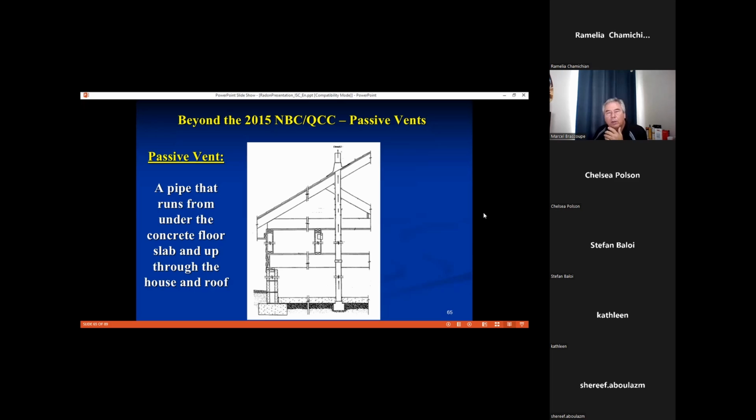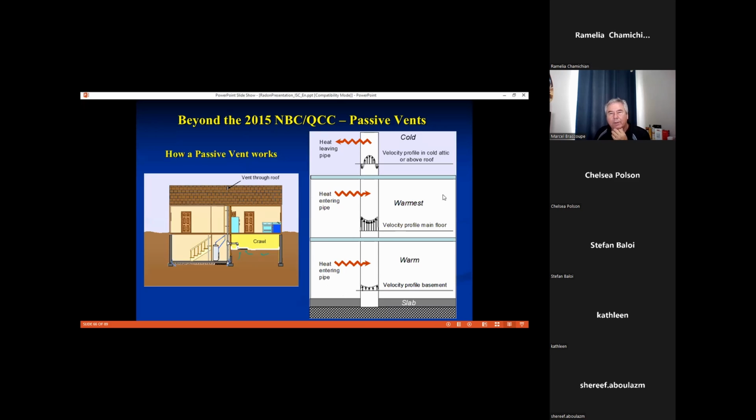Again, that's what we call a passive vent: you run it from underneath the concrete floor slab all the way up to the roof, as straight as possible. Anytime you have elbows, it reduces your chimney effect inside the pipe. So essentially, this is how it works. You have heat around the pipe, and it's creating a stack effect inside the pipe like a regular chimney. At one point, it's going to draw the air from underneath the slab and exhaust it outside.